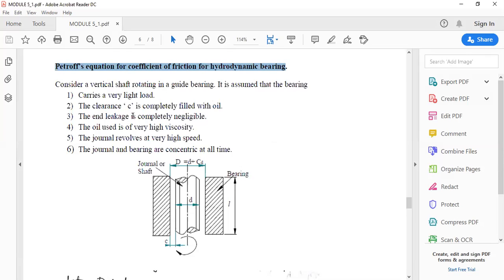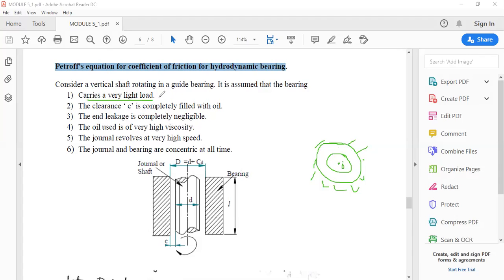Say the shaft is rotating in the bearing. If I take the earlier example itself, this is the bearing, which is a stationary member having a diameter of capital D, and another one is the shaft which is rotating inside of it, and both are concentric as per the assumption made in the derivation of Petrov's. So there are some assumptions that we have to consider here. Say it carries a very light load. As per Petrov's theory, there is no load at all.